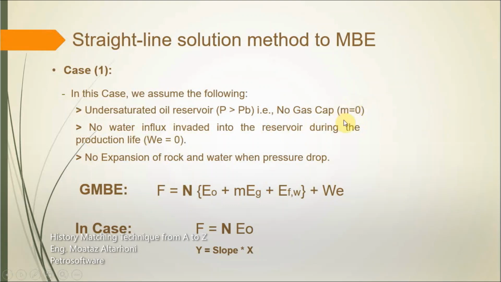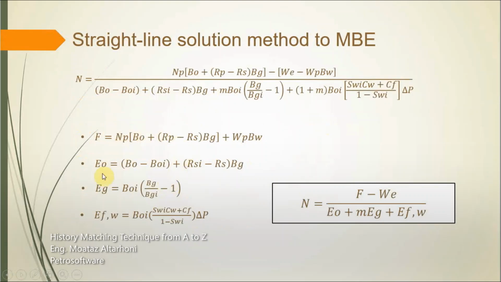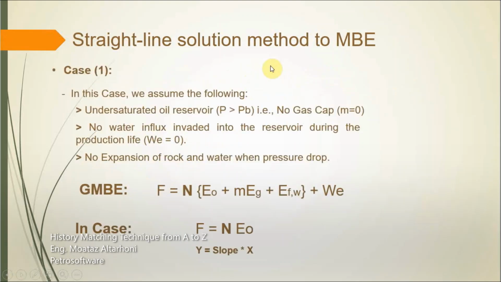So I will delete this from the general material balance. No water influx invaded into the reservoir during the production life. So here in the first assumption, in this case, I will assume we don't have any water influx invaded into the reservoir. And also no expansion of rock and water when the pressure drop. So this general material balance, after add all of these terms here instead of this, so the material balance equation will be like this. So I will assume no water, no gas cap, and no effect of rock and water expansion, and no water influx.